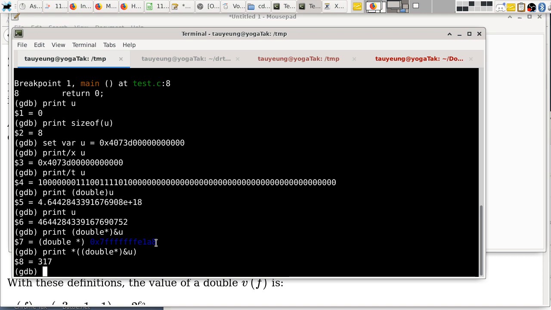Is that okay? So this is a way to verify the way we interpret the double is correct. All of those steps that we talked about earlier can now be verified, and we did get 317 back. Are we doing okay so far with this?